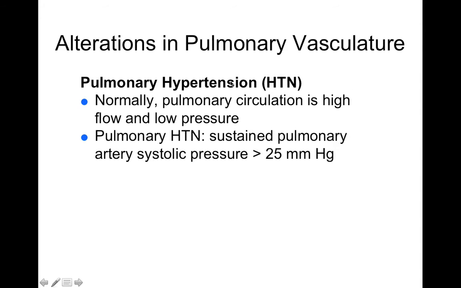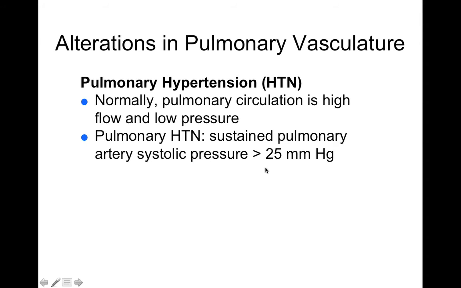Pulmonary hypertension, or basically high blood pressure, is where you have a sustained pulmonary blood pressure that's greater than 25 millimeters of mercury. Why is this bad? Why don't you want your pulmonary blood pressure to be too high? What can that cause if your pulmonary blood pressure is too high? Yeah, pulmonary edema. You're basically going to force fluid out of your blood vessels into the lung tissue and possibly even the airways of your lungs. So you want to keep pulmonary pressure from being too high.